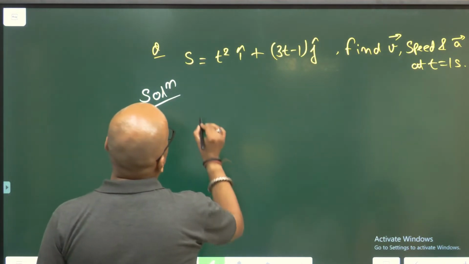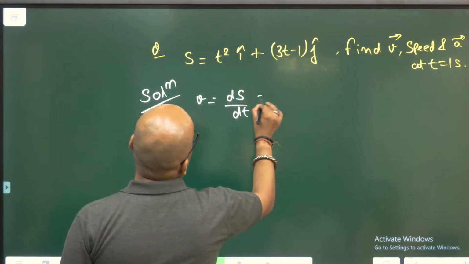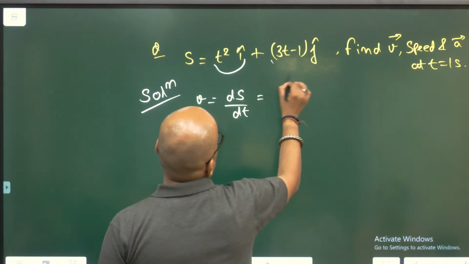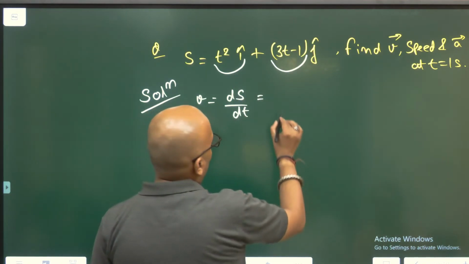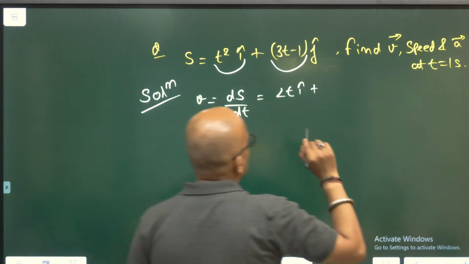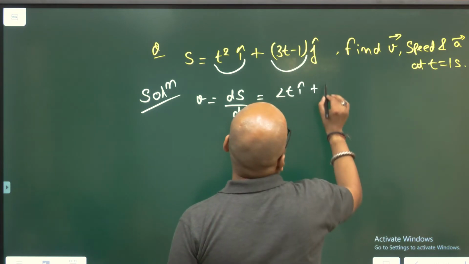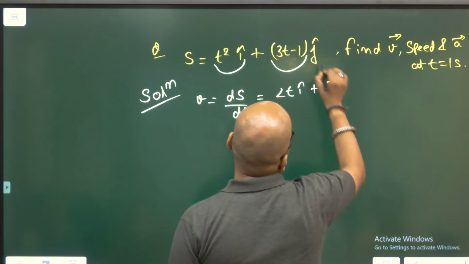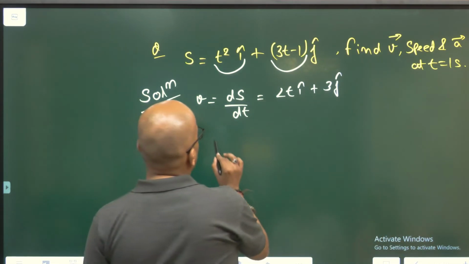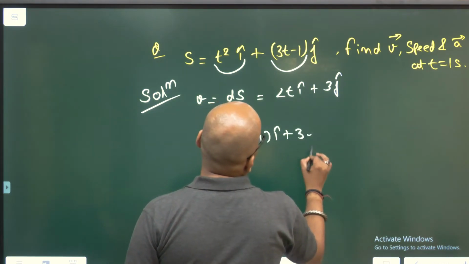So we have to calculate velocity. Velocity is equal to ds upon dt. Yes or no? Please see, again you can segregate it into x-axis and y-axis. I am doing it directly now. Too much spoon feeding spoils the child. So here it will be 3t minus 1, so 3, and this will be 0. So velocity at 1 second will be 2 into 1 I cap plus 3 j cap.